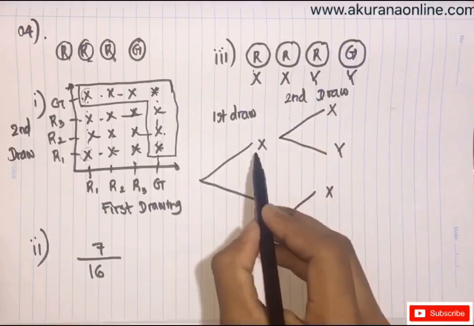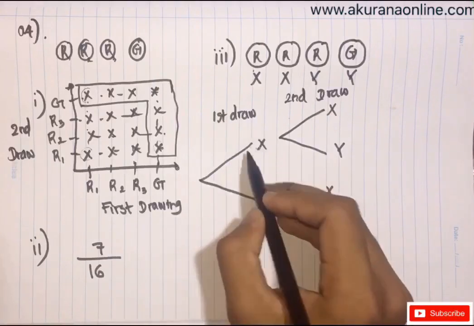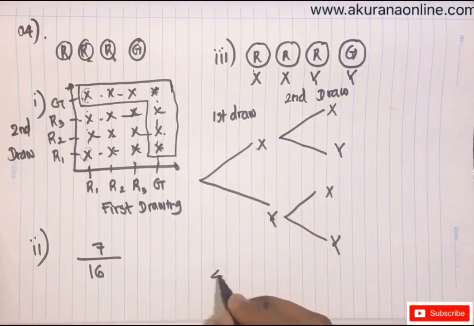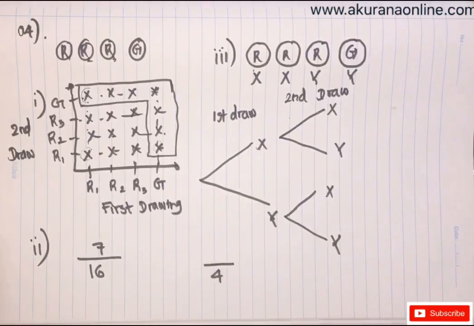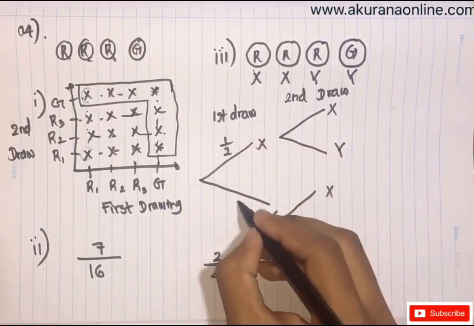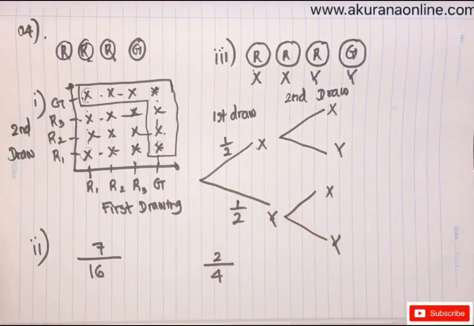Now look here, how to find the probability for x. In the first row, how many balls are there altogether? You have 4 balls, therefore 4 will be in the denominator. And how many x balls are there? You have 2, therefore 2 over 4, that will give you half. The same with y, how many y's are there? 2, therefore half.